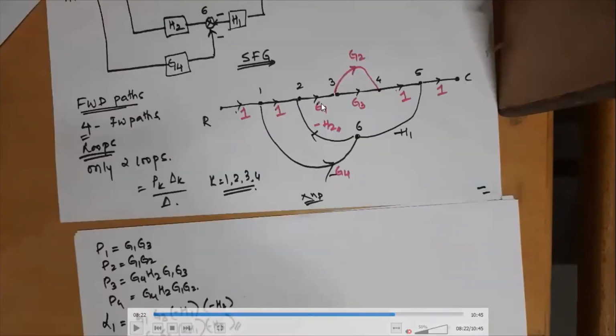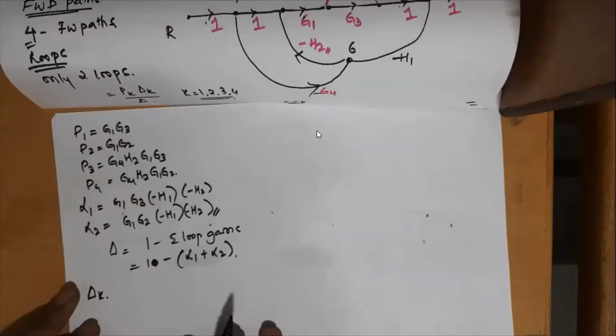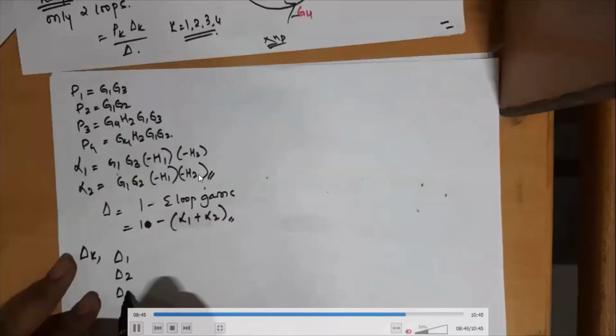Okay, so the first closed loop is in this path. It is G1, G3, minus H1, minus H2. So that is the first closed loop gain. The second closed loop gain is G1, G2, minus H1, minus H2.